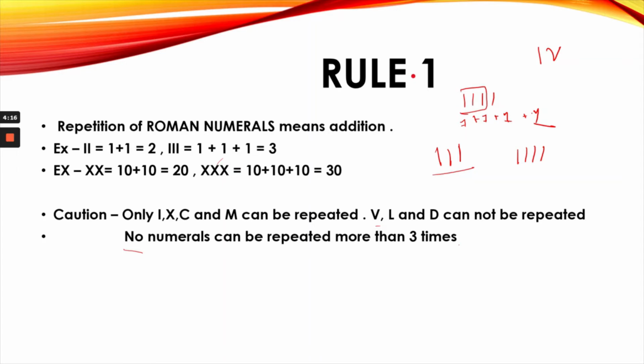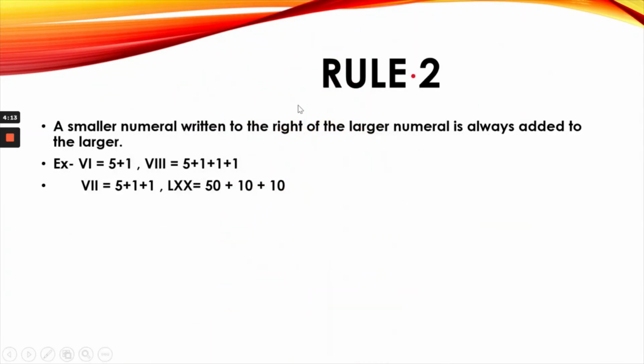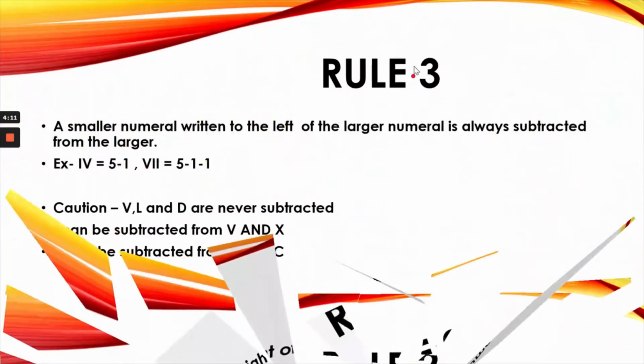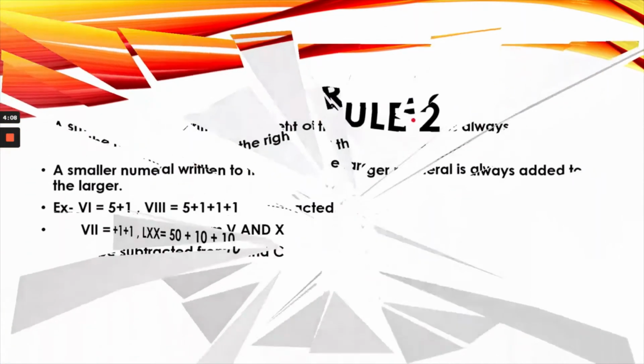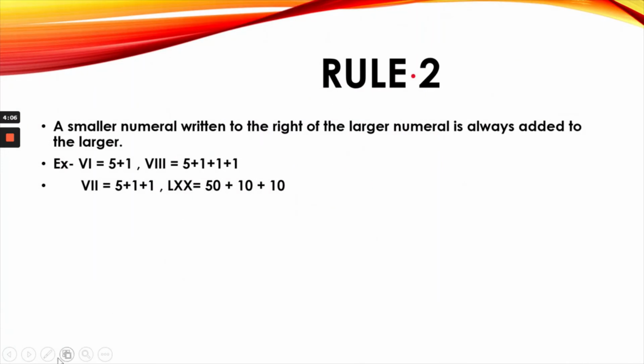So let's see next. Next is our rule 2. A smaller numeral written to the right of the larger numeral is always added to the larger. Like I have written V and I. So V means 5, and plus I.